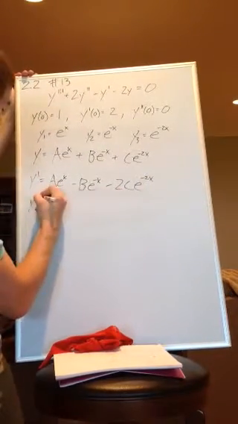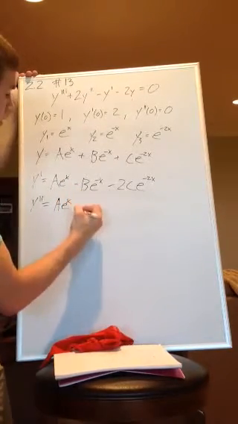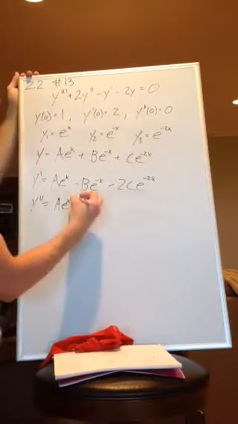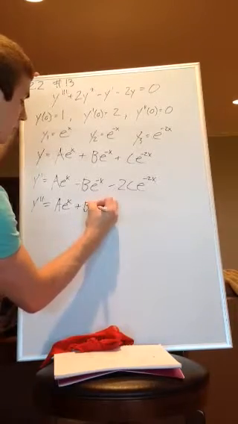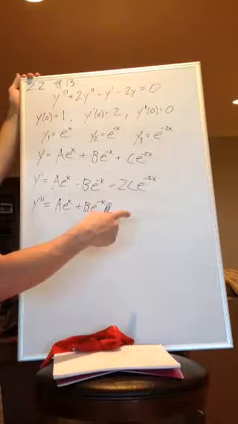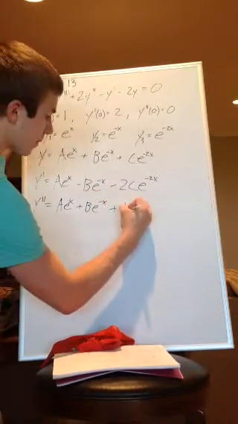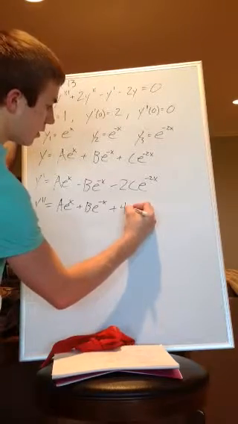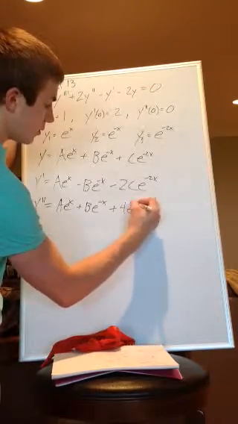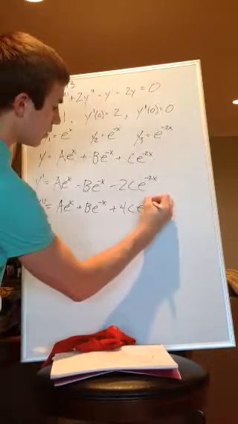Now let's do the second derivative of this. This is going to be a e to the x again. Now we're going to change this back to a plus b e to the negative x, and this one will be a negative 2 again times, that'll be just plus 4c e to the negative 2x.